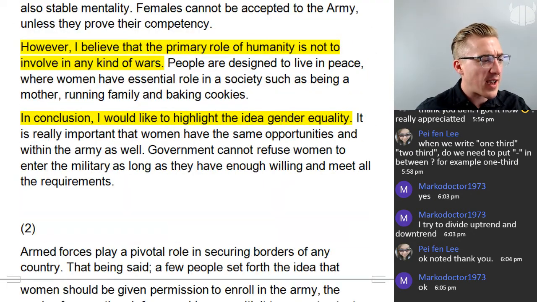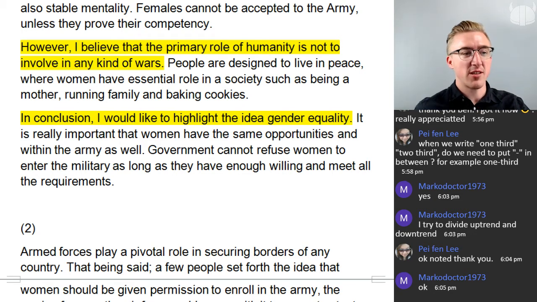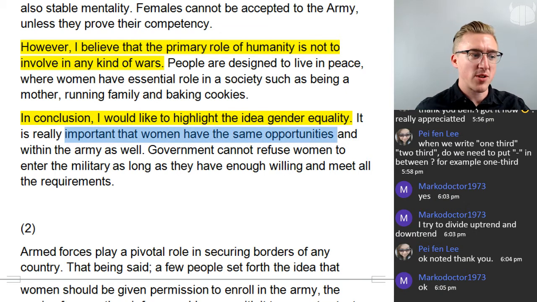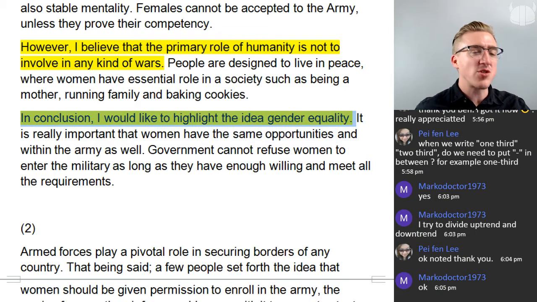In conclusion, I would like to highlight the idea of gender equality. Yeah, in conclusion, women should not be barred from entering military service. Why? Because it's important that women have the same opportunities. So again, don't introduce your conclusion. Tell us what the thesis is.